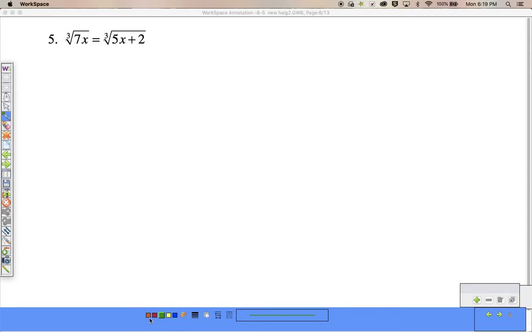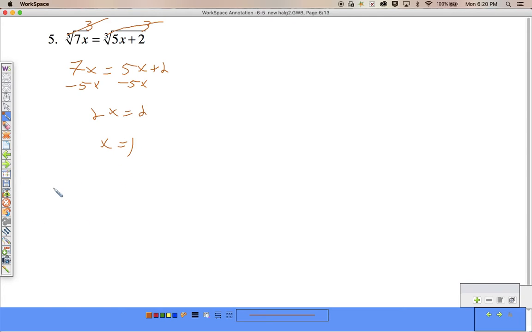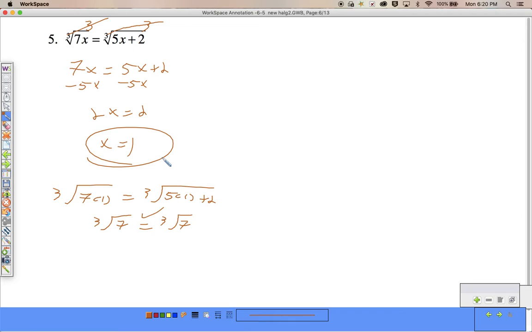All right, cube root on both sides. So to get rid of that, I'm going to cube it. Cancels, cancels. So I get x equal 1. Double checking it. I get the cube root of 7 on both sides, so I'm happy with that. Good answer, x equals 1. So to get rid of a cube root, we're going to cube like we did in the last problem, and I just do it to both sides.